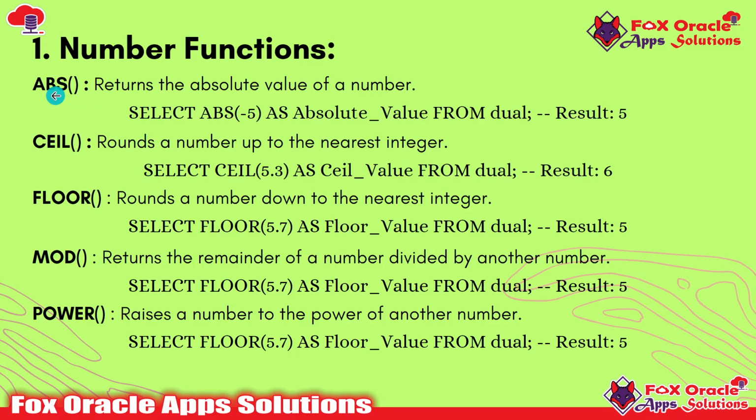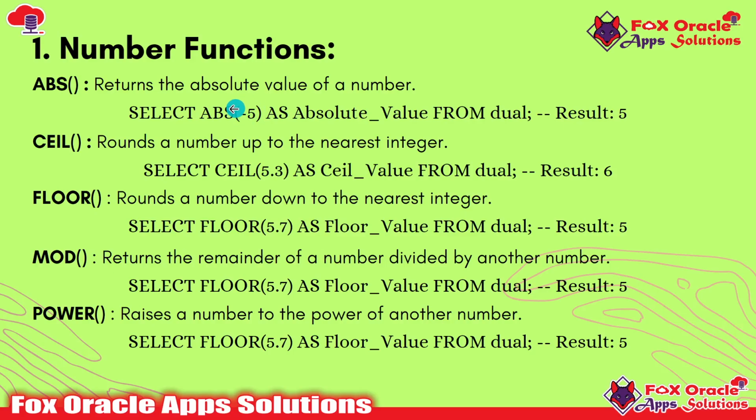So here you can see this ABS function. It returns the absolute value of a number, and you can see SELECT ABS as absolute values. This is the column name. This AS is known as an alias. When I go for the practical, I will explain the logic or reason behind using this AS, right?